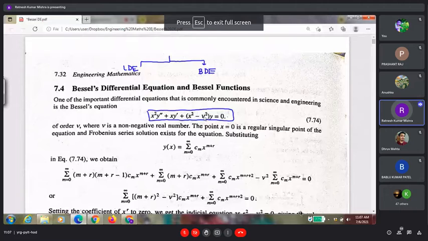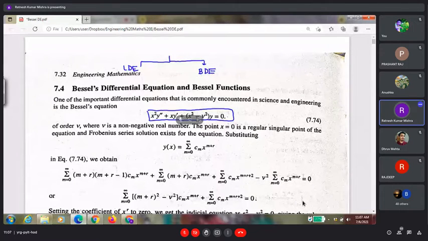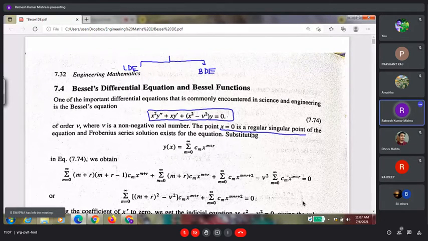And suppose here 4 by 9. So you can say that the order is 3 by 2. So this v is a non-negative real number. And when you divide by x square, x by x square, x cancels in the denominator, so x minus 0. So you can check that x equal to 0 is the regular singular point, and there is not any difficulty to check that. Okay. x equal to 0 is the regular singular point.